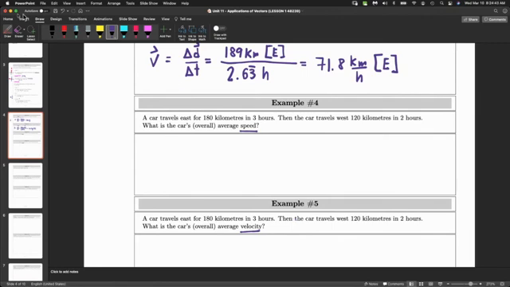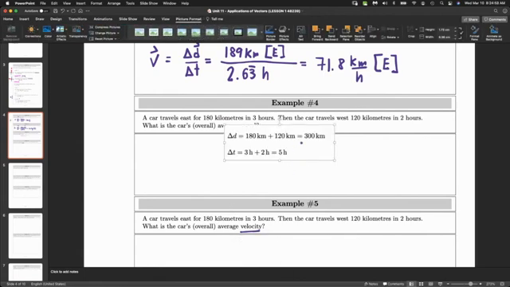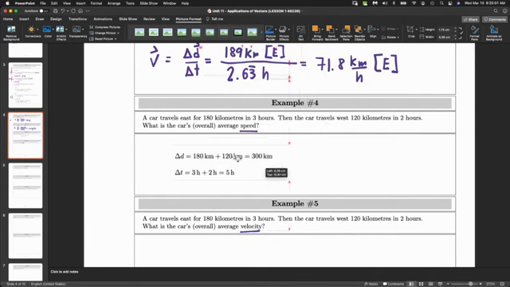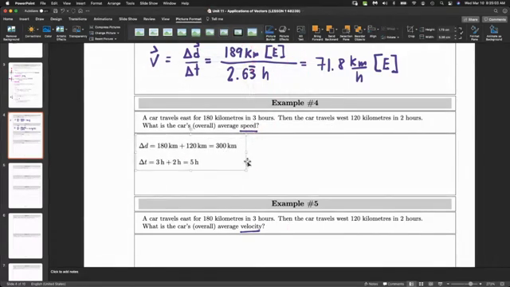So in the first example, we have 180 kilometers in 3 hours and 120 kilometers in 2 hours. I don't think anybody would argue with me there that the total distance and the total time are these numbers here. So let me just drop those in. Let me know in the chat. Easy? Is that okay? Is that easy? Hopefully.